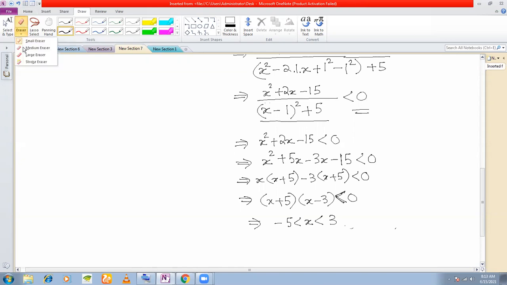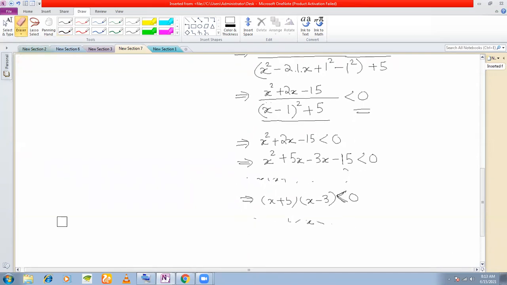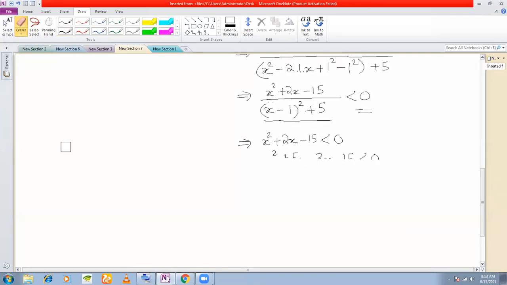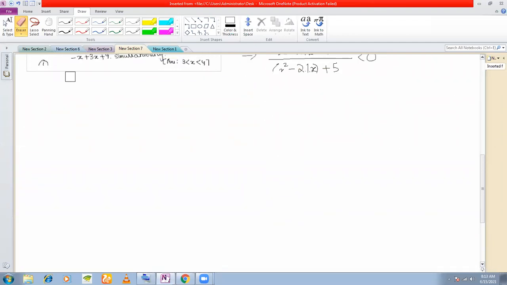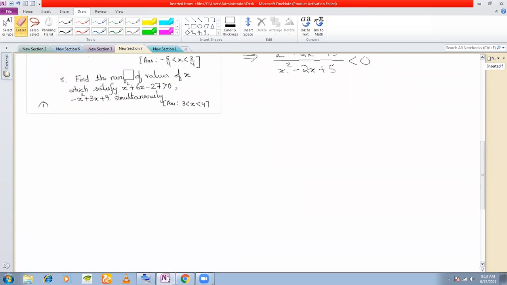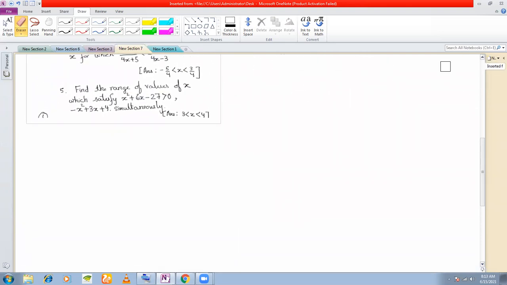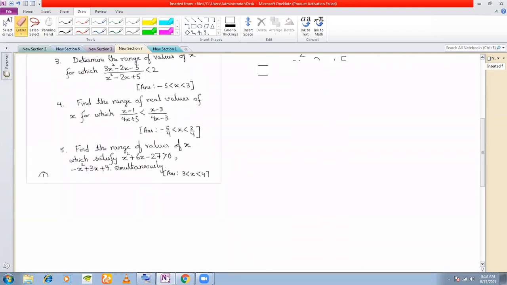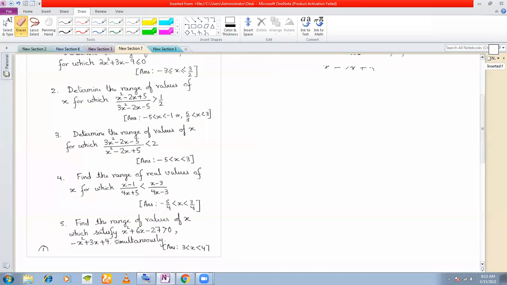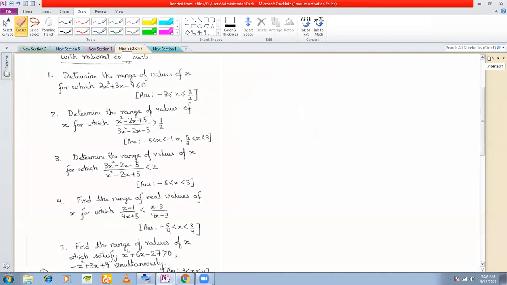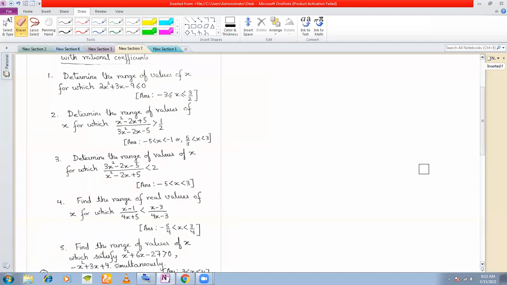See the next one. Always in this kind of a problem, first try to factorize the denominator. Make the right hand side 0, simplify everything, and then try to factorize the denominator. If the denominator cannot be factorized, then try to show that the numerator or the denominator, either one of them, is always positive. Okay, that's the idea behind all the sums.